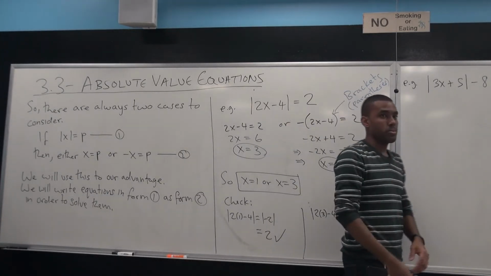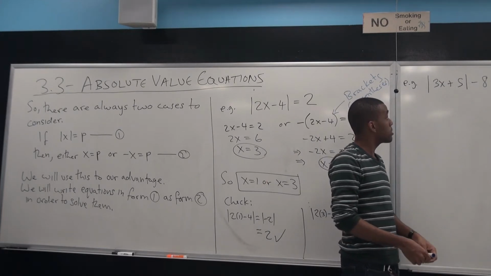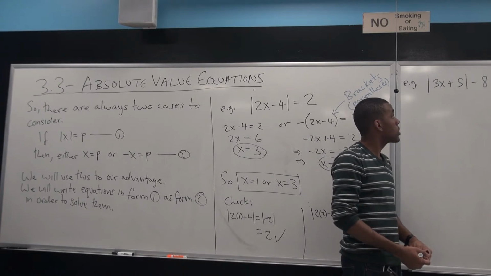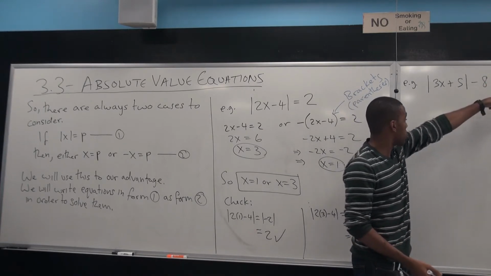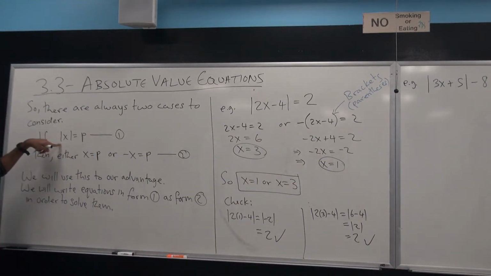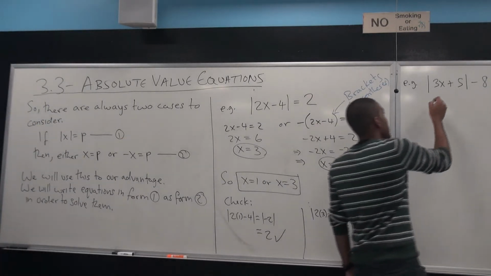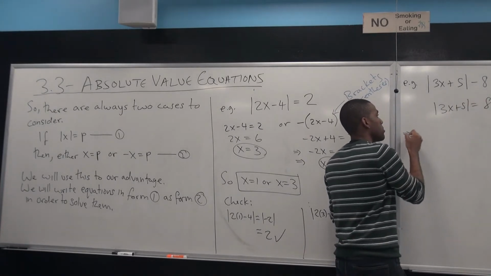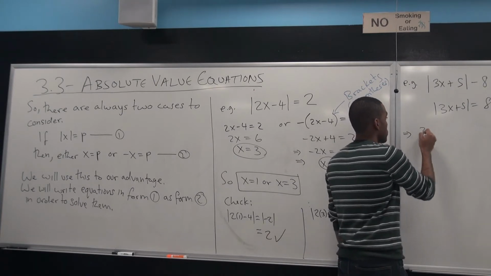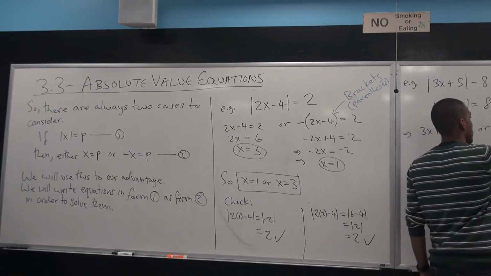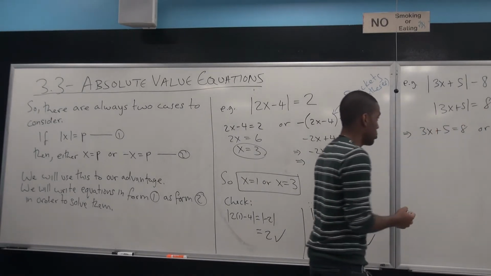How about this one? 3x plus 5 equals 8. All right, so the first thing he's going to do is move that over there, because he wants to write it like this so that it can go to this one, right? So having that minus 8 over there is sort of annoying. Just move it to the other side. And now what? 3x plus 5 equals 8 or minus all of this. Right, and we solve these one at a time.